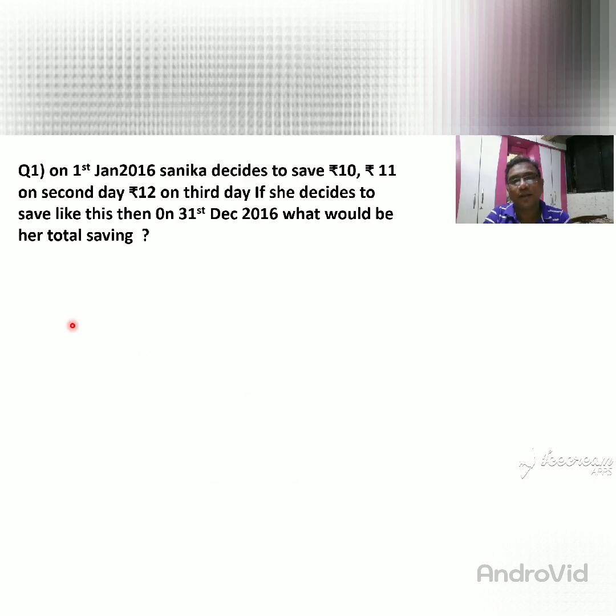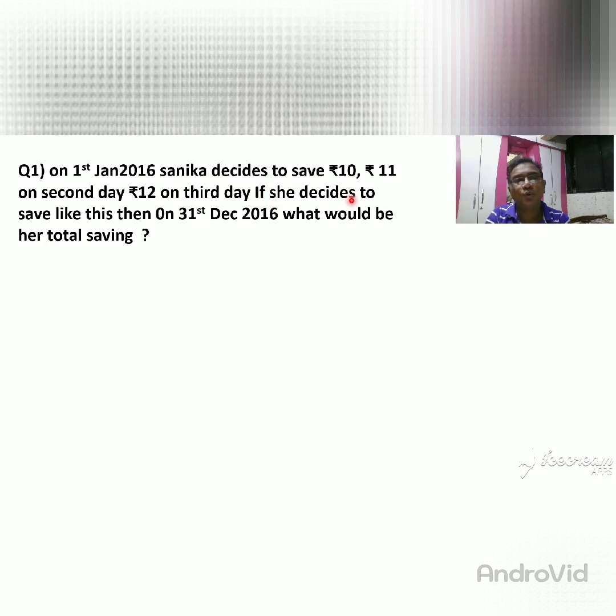Question number 1. Practice set 3.4, question number 1 is C. On 1st January 2016, Sanika decides to save rupees 10. It means the first day she saved 10 rupees, another day she saved 11 rupees, another day she saved 12 rupees, on the third day. They are saving sequentially: first day 10, then 11, and then 12.